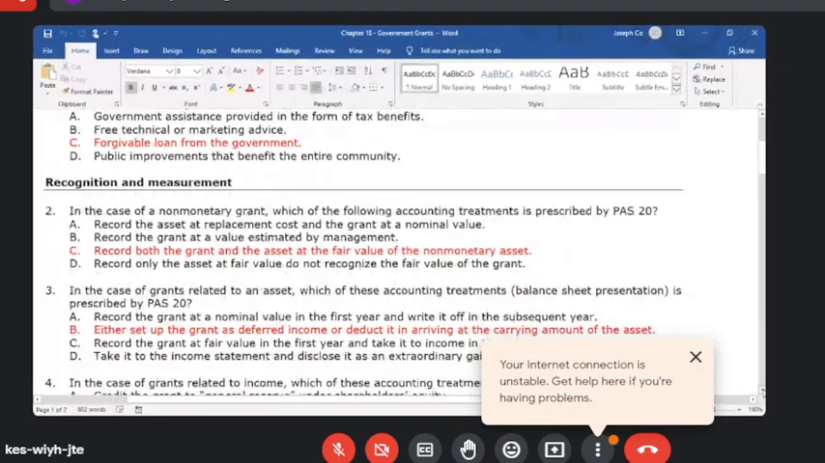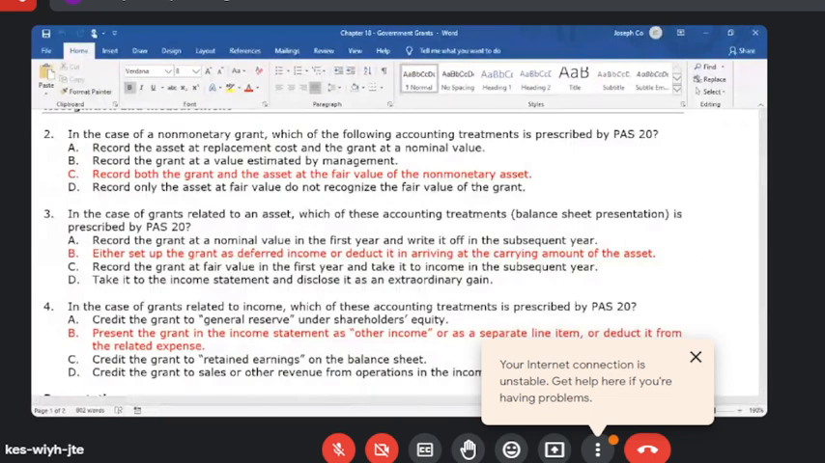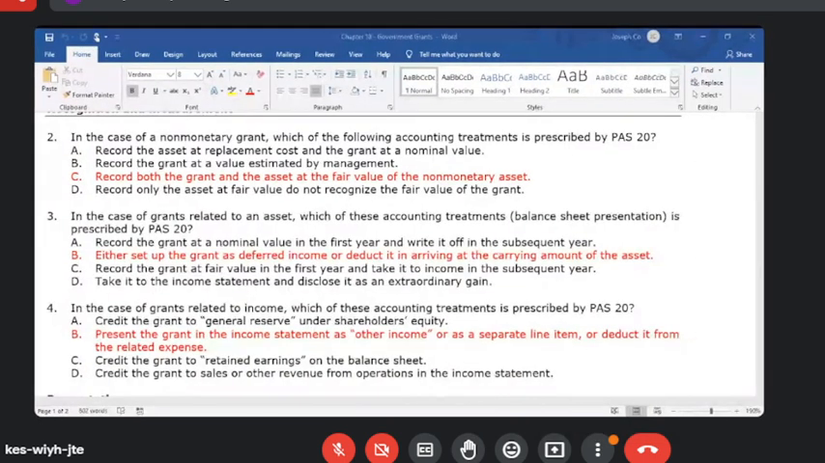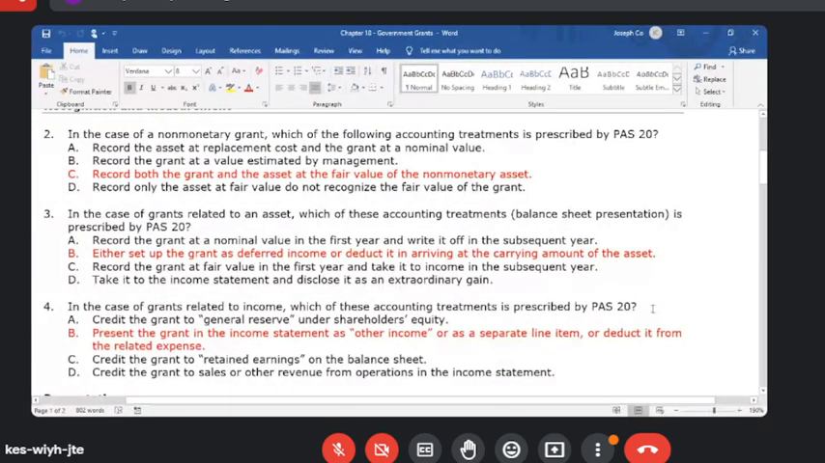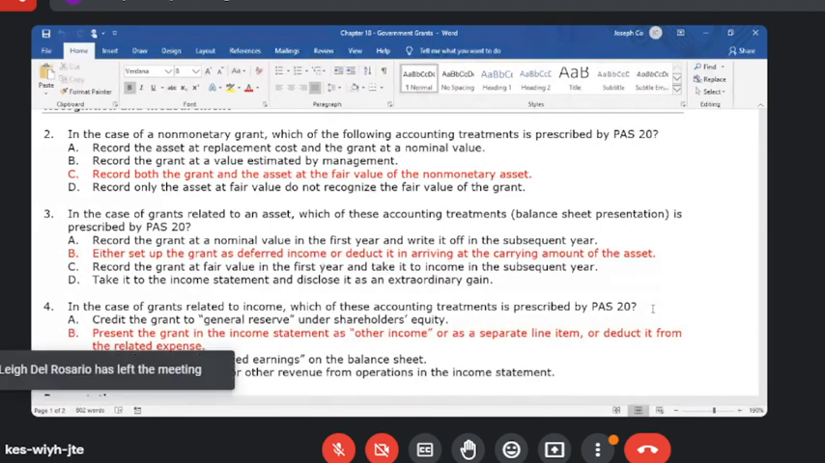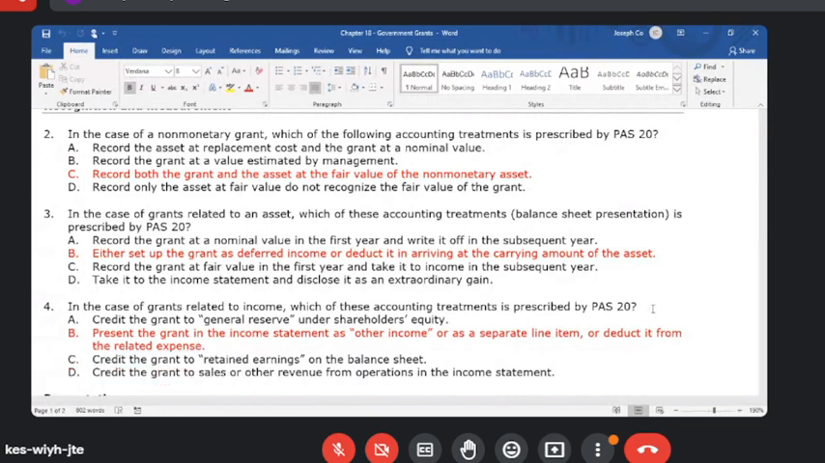In the case of non-monetary grants, which of the following is prescribed under PAS 20? Record both the grant and the asset at the fair value of the non-monetary asset. The answer is letter C. Number 3. In the case of grants related to an asset, which of these is the accounting treatment? The answer is letter B: either a liability or a deduction from the asset.